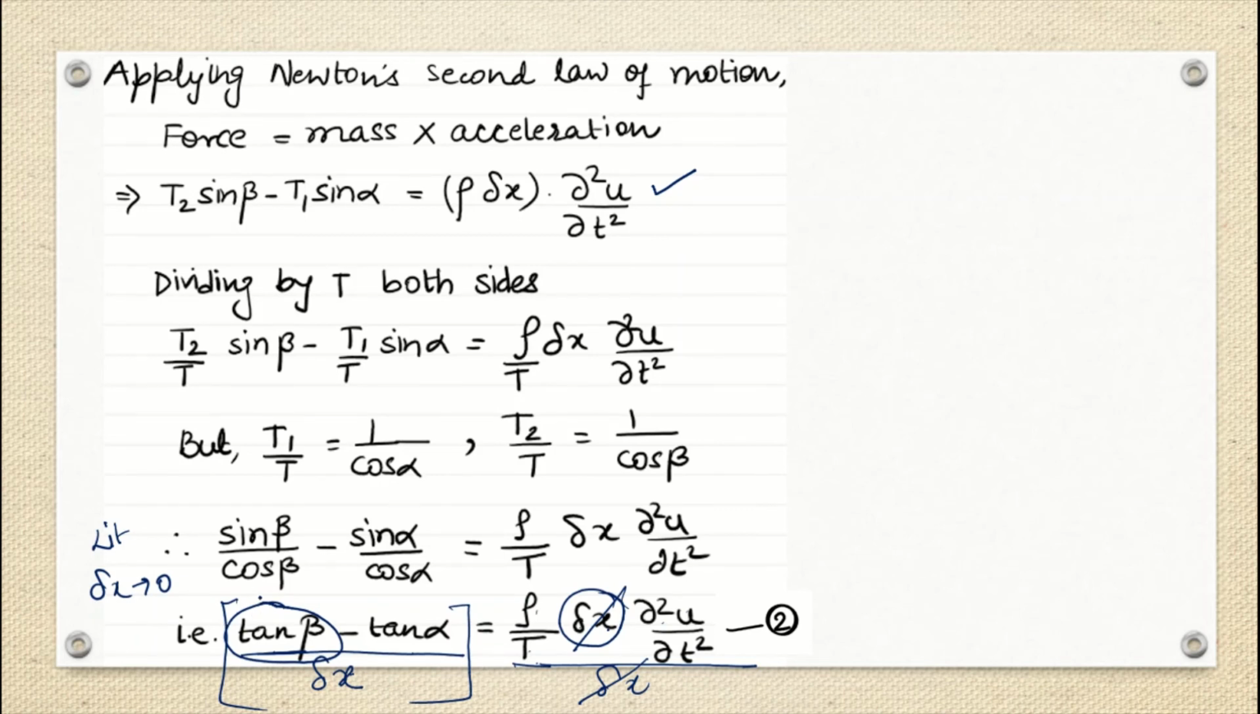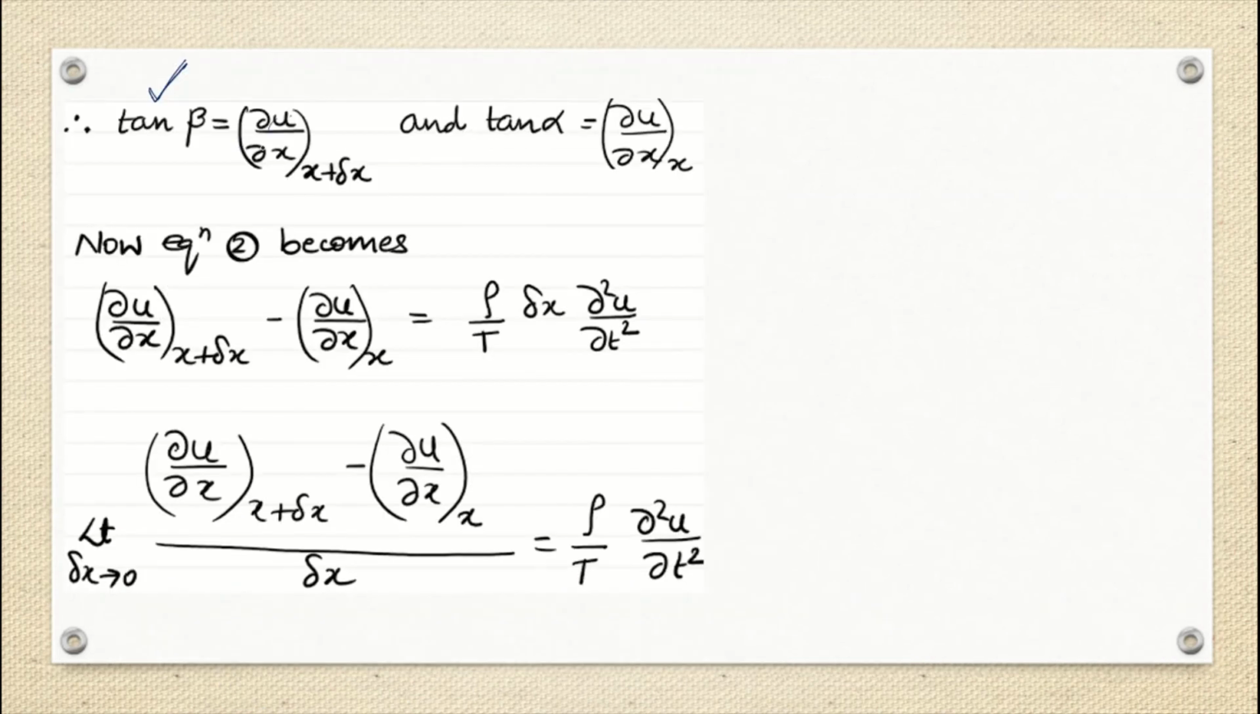The slope at point B will be del by del x of u at the point where the distance from the origin is x plus delta x. So this is the slope. Similarly, tan alpha is at point x. What is the rate of change of this deflection? u is nothing but the deflection, so we are talking about the slope at point A. Now in equation number 2, we have replaced tan beta with this term and tan alpha with this term.